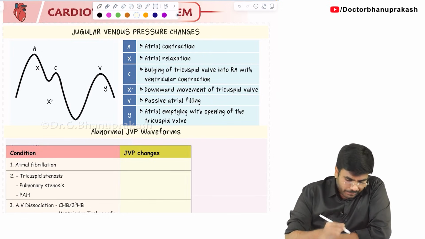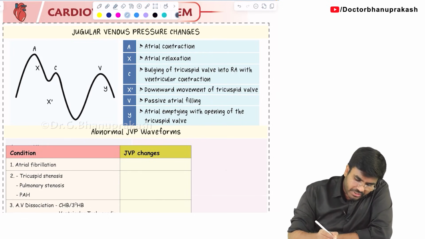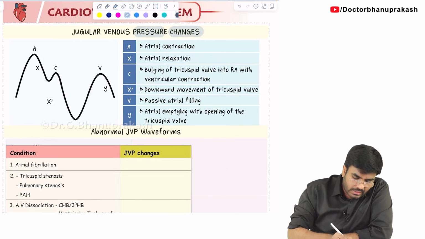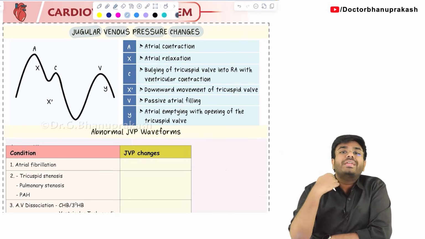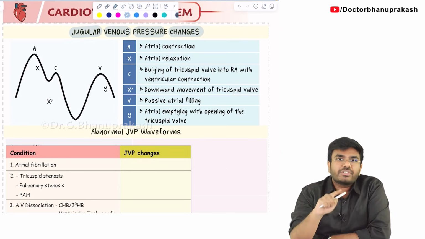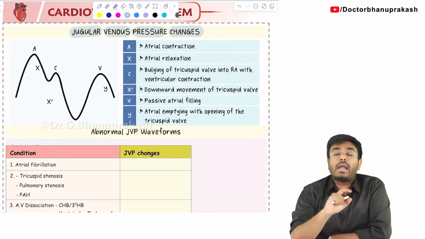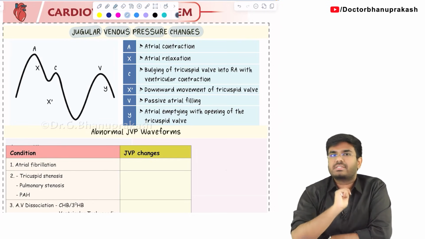Now, first of all, look at the topic. It is the pressure changes. Where are the pressures changing? In the jugular veins. So in your internal jugular vein, the pressure is changing. Why the pressure is changing and how it is changing, we will discuss now.